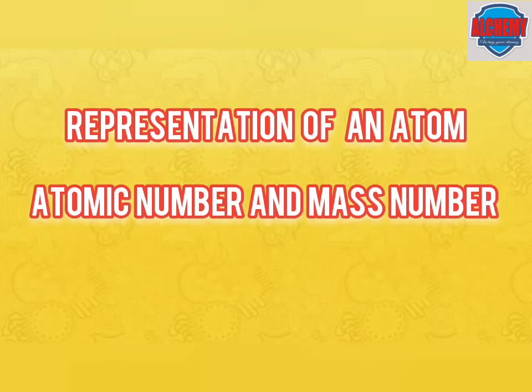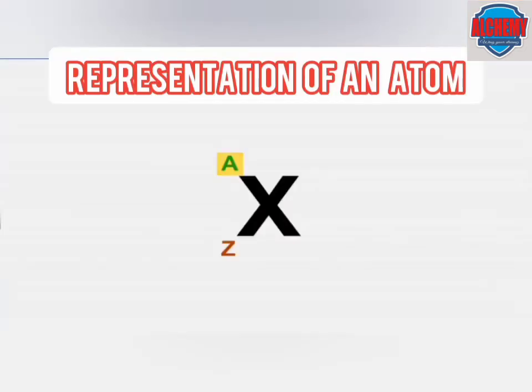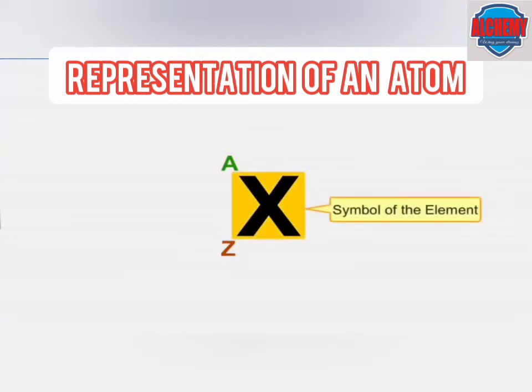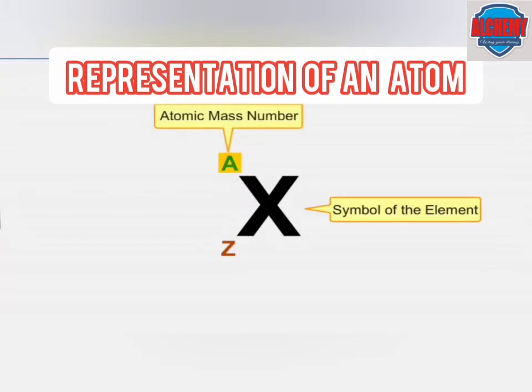Now we will discuss representation of an atom and atomic number and mass number. The representation of an atom is shown here. The symbol X represents the symbol of the element. The superscript A represents the atomic mass number, whereas the subscript Z represents the atomic number of the element.